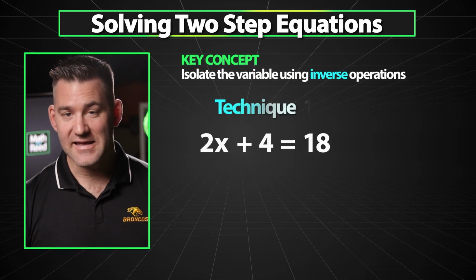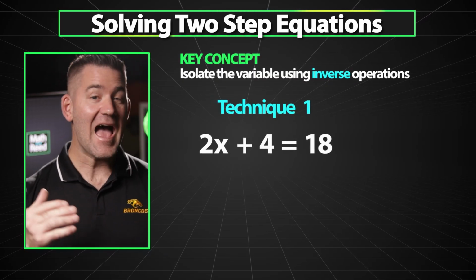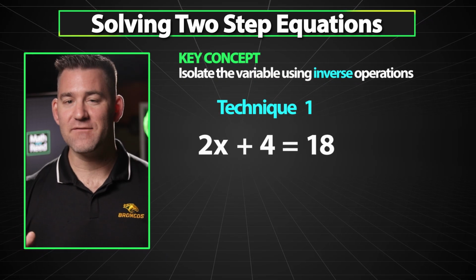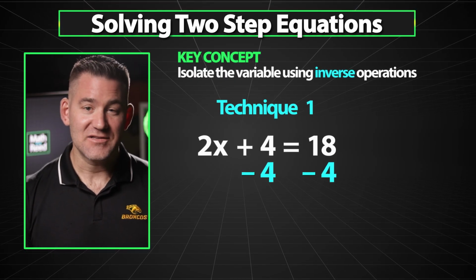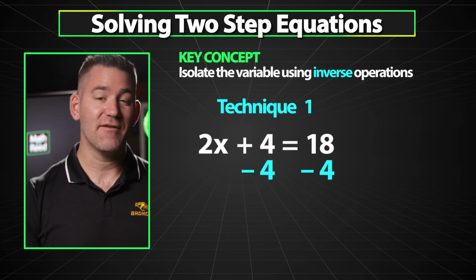Well, it doesn't matter. What does matter is that whatever we do to one side of the equation, we must do to the other. And for the sake of clarity, we're going to solve this problem two ways and show you that we get the same exact answer. In this first technique, let's get rid of the 4 that's adding to 2x by doing its inverse and subtract. So let's subtract both sides by 4.